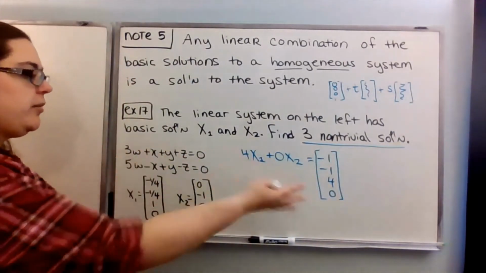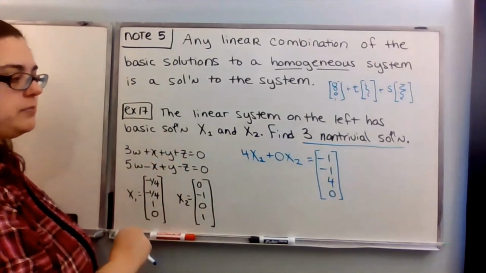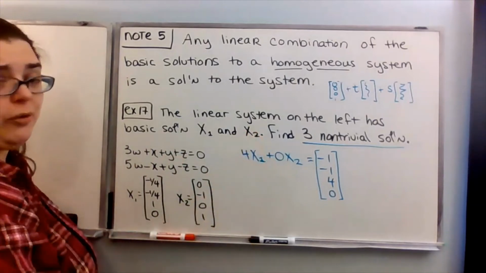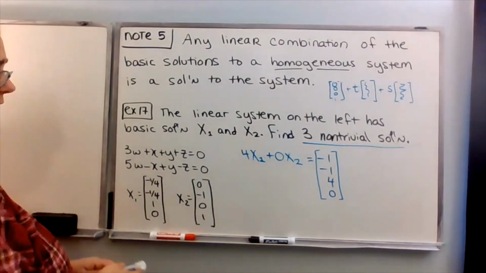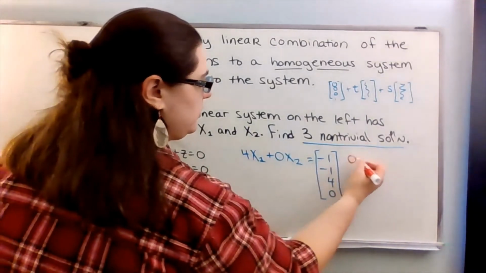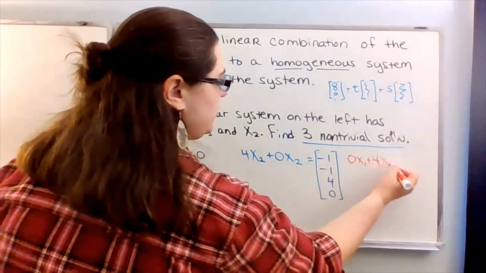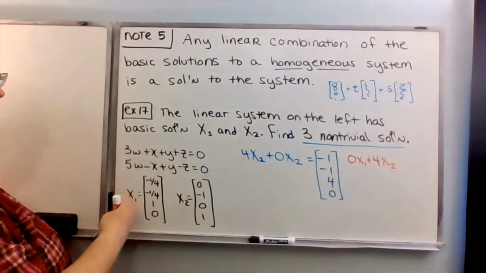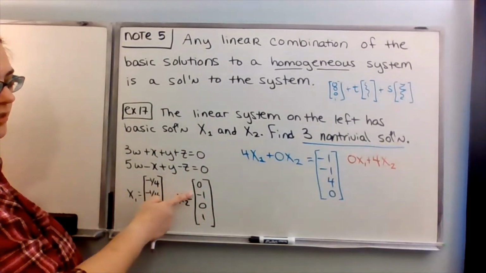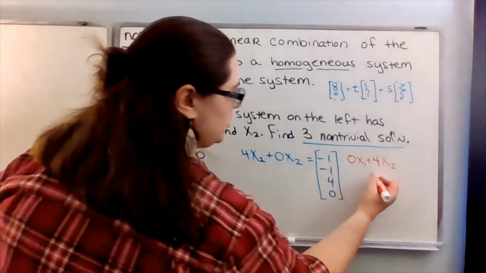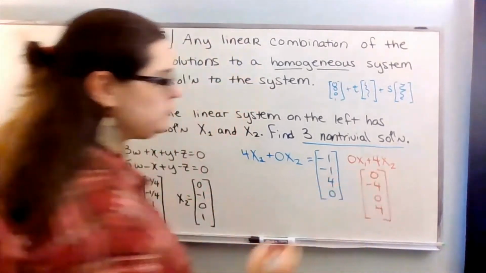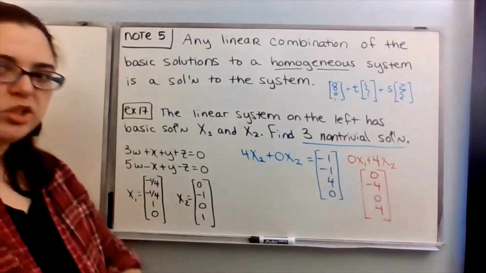And if we wanted to check it, we can plug in those numbers and see if it works. So we can do the same thing for this one. Let's just reverse those coefficients. So let's say I have 0x1 plus 4x2. This time I have none of these, and I have 4 of these. So that'll give me 0, -4, 0, and 4. So here we found 2.